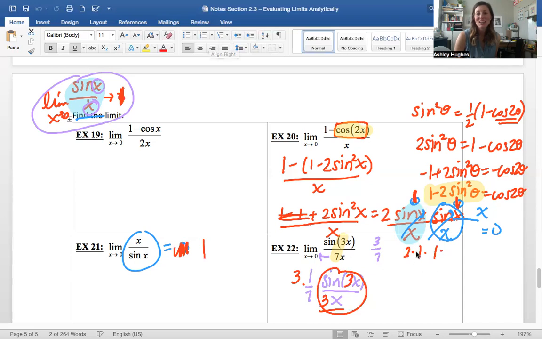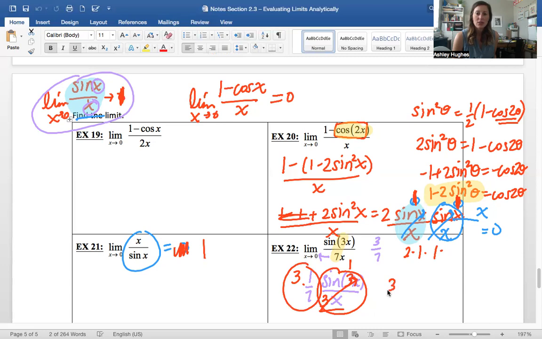Okay, so backtrack. Sine x over x is 1. 1 minus cosine x over x goes to 0 as x approaches 0. So in this example, these both should say 1, and then this one is 0. All that to say, this guy goes to 1, and this is 3/7. So 3/7 times 1 would give us 3/7. But like I said, you can kind of just see that fraction right there. So hopefully that's helpful.